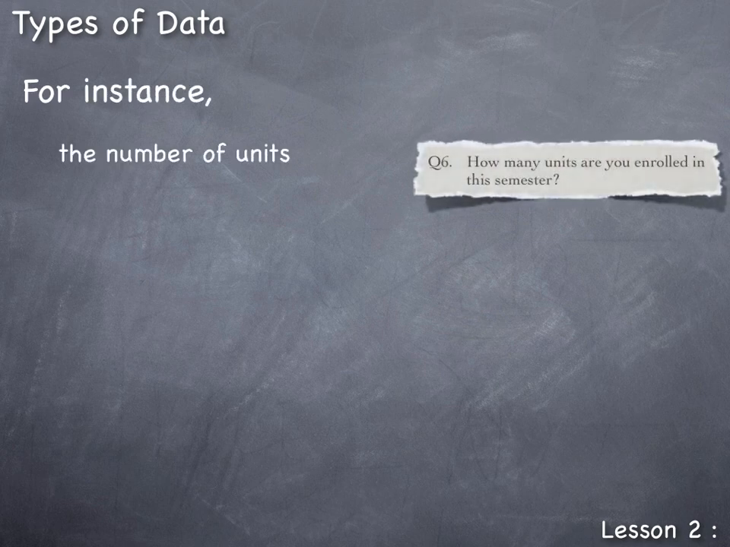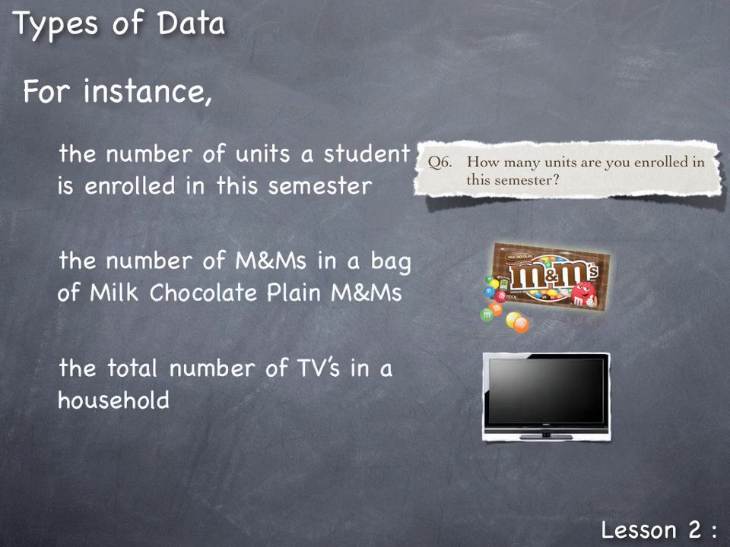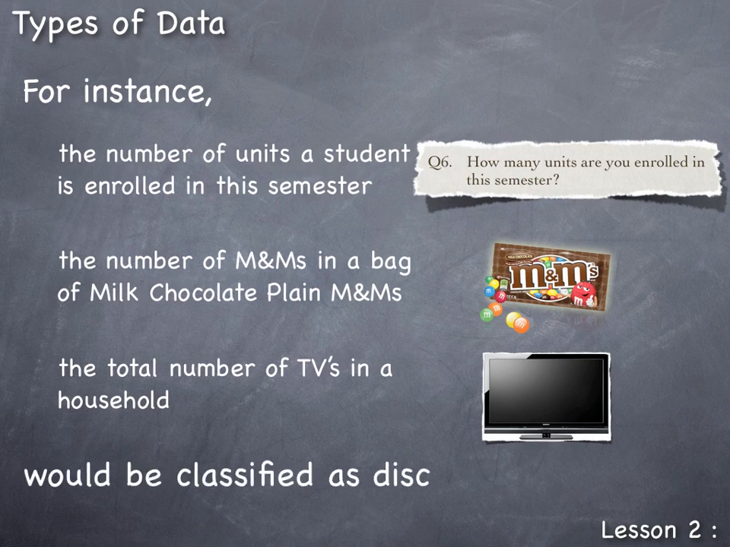For instance, the number of units a student is enrolled in this semester, the number of M&Ms in a bag of milk chocolate plain M&Ms, and the total number of TVs in a household would all be classified as discrete data. So discrete data typically represent counts, such as the number of M&Ms in the bag or the number of TVs in a household.